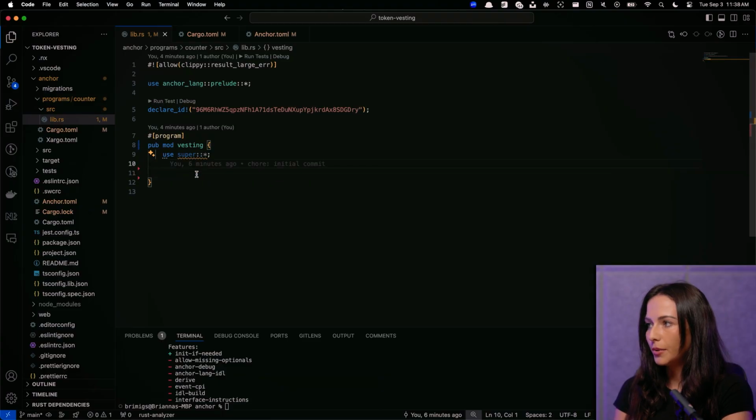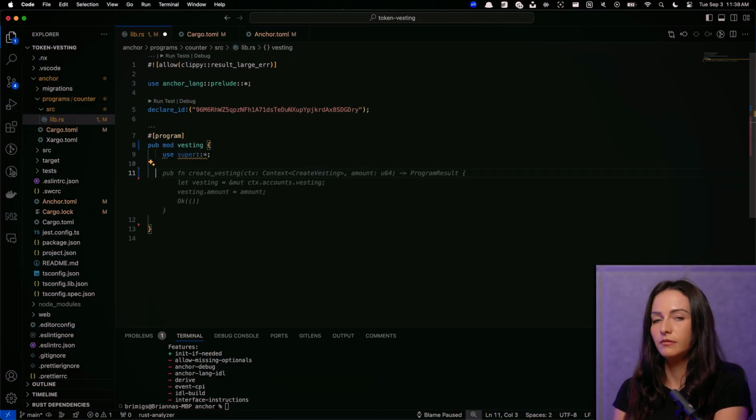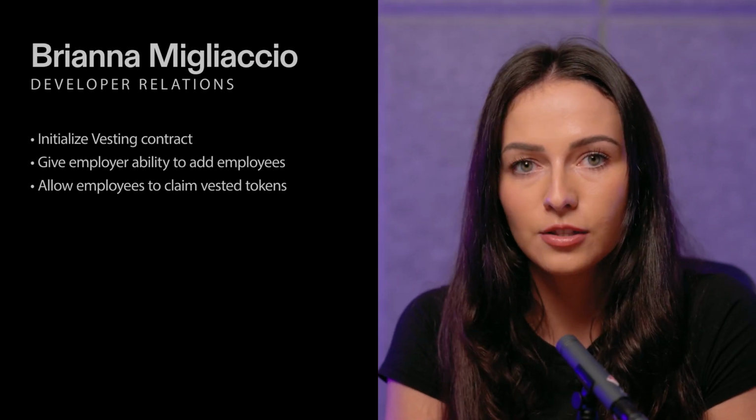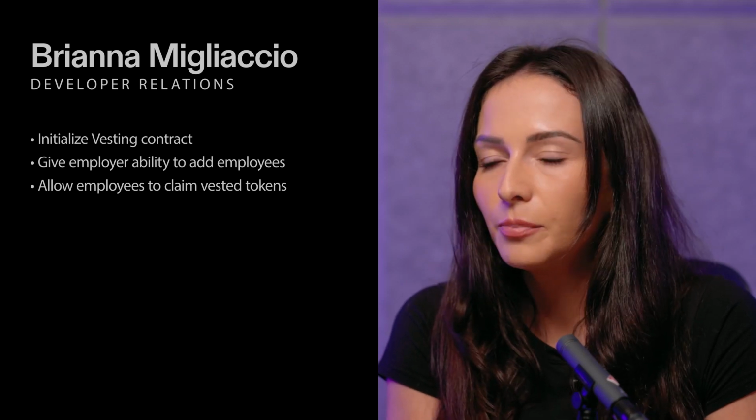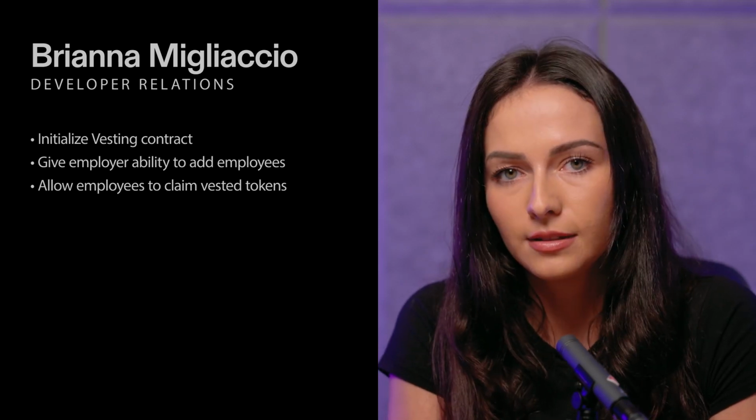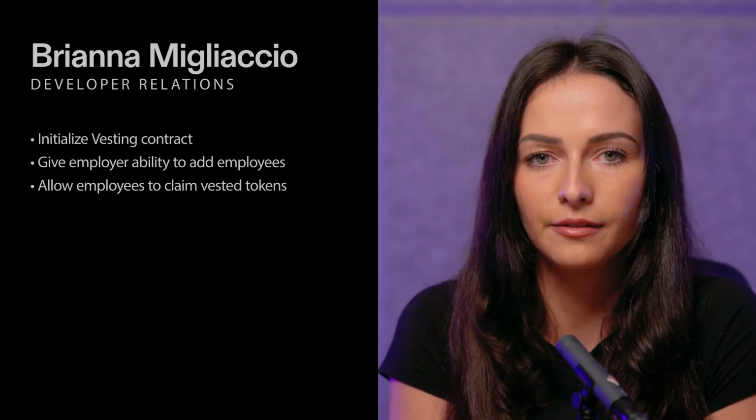So let's think about what we're building here. We're doing a vesting contract, and as we explained in the introduction, we have two perspectives. We have our employee perspective and our employer perspective. So first, we're going to think about the employer. We're going to be creating a vesting contract, so we have to initialize that, and then we also have to add in the ability for the employer to add employees. And then lastly, we need to allow for the employees to be able to claim their tokens once they have vested. So let's start with initializing a vesting contract.